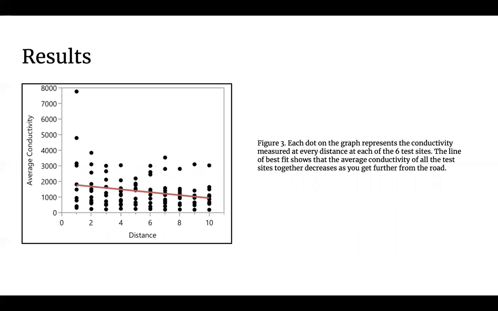For figure three, each dot on the graph represents the conductivity measured at every distance at each of the 6 test sites. The line of best fit shows that the average conductivity of all the test sites together decreases as you get further from the road, which makes sense and follows what we had predicted in our alternative hypothesis, because the areas closer to the road would be expected to have higher salt concentrations.